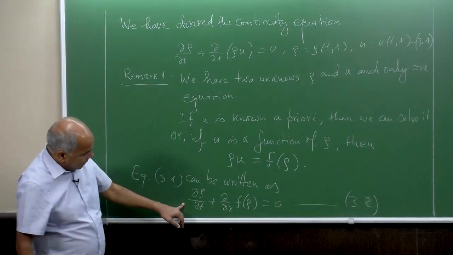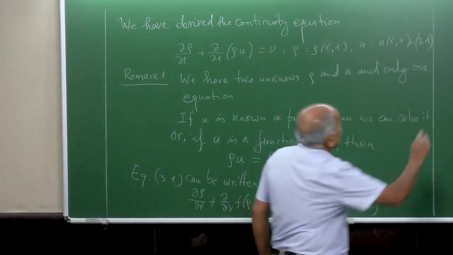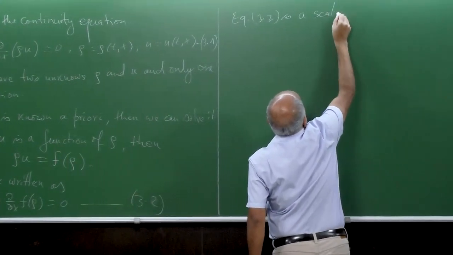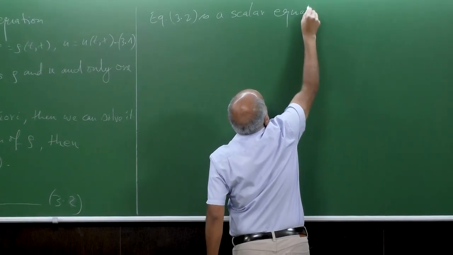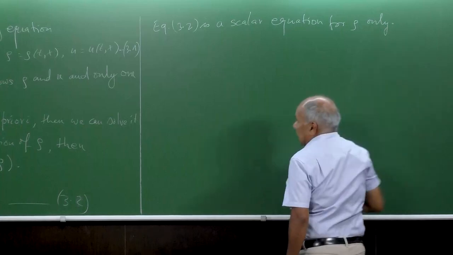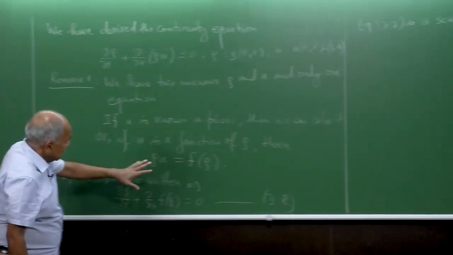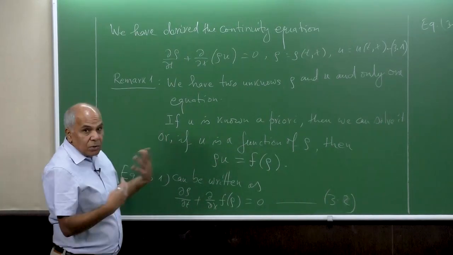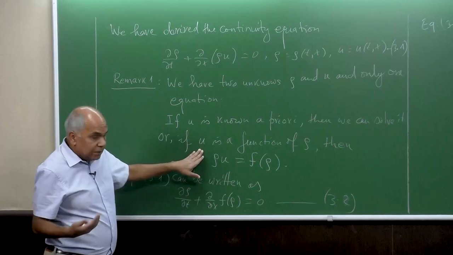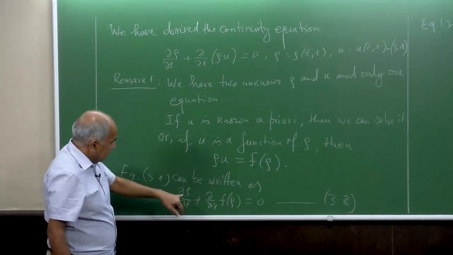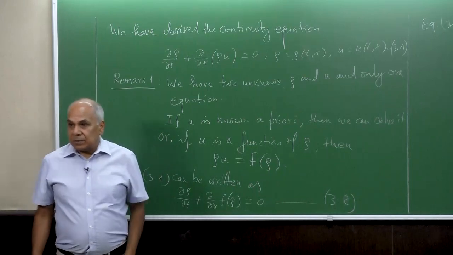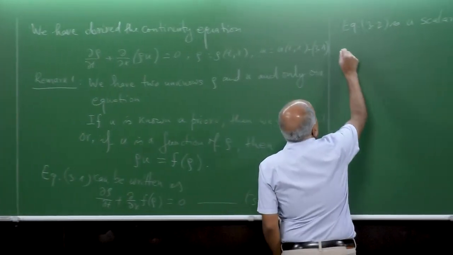Now we see that equation 3.2 is a scalar equation for rho only. This is called a closure relation, so we close the equation. If u is a function of rho, this closure relation helps us, since we have one equation and one unknown. So in this case also, we can solve the equation. Now the second remark.